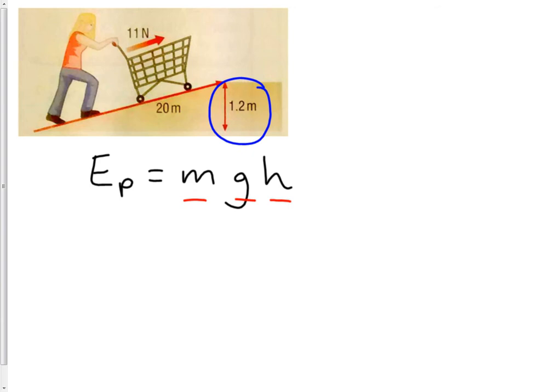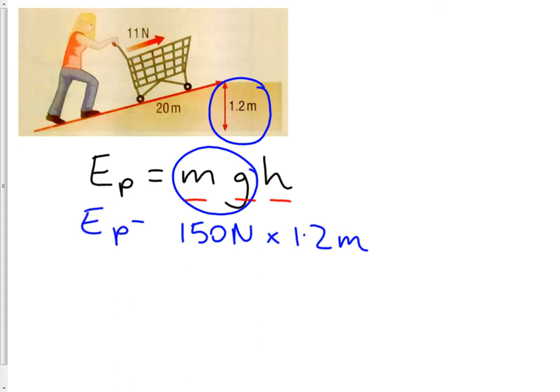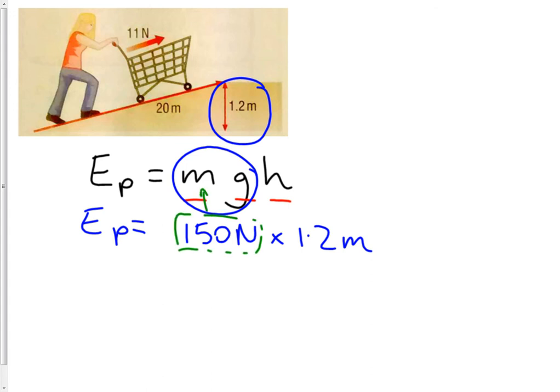So they haven't told us m or g, they've told us m times g, because m times g is the weight. So we know that all of that, m times g, is 150 newtons. So 150 newtons times 1.2 meters is going to be the gain in gravitational potential energy. So this is really important. A lot of people would not notice that this is in newtons and accidentally put that 150 newtons in as the mass, but that's not the mass, that's the weight already, the mass times g.